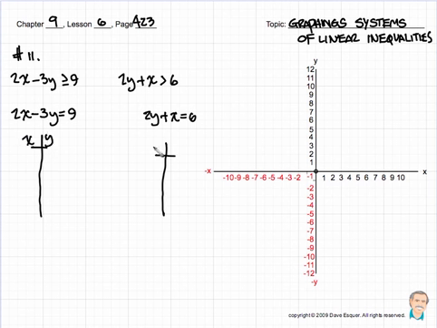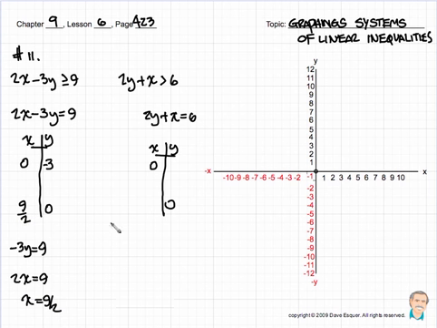X and y, we're going to use our favorite points, the x and y intercepts, so we're going to test for 0 and 0 and see what we can come up with. So in this one we have 2 times 0 is 0. So we have minus 3y is equal to 9, or y is equal to minus 3, because that'll give us that positive 9. And if I stick y is equal to 0, we have 2x is equal to 9, or x is equal to 9 over 2. So we've got 9 halves.